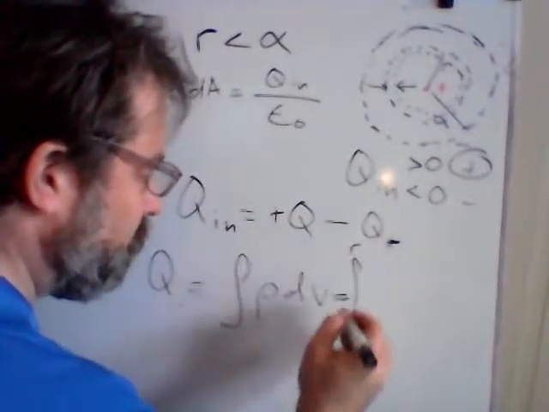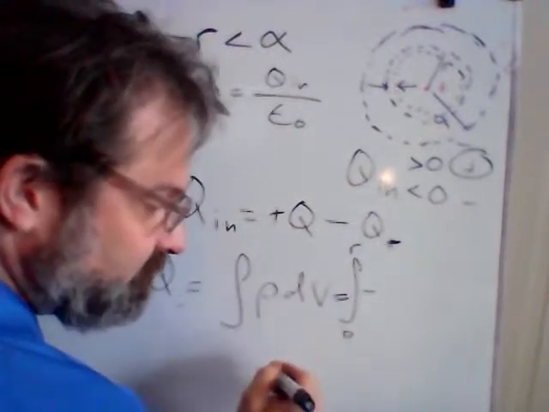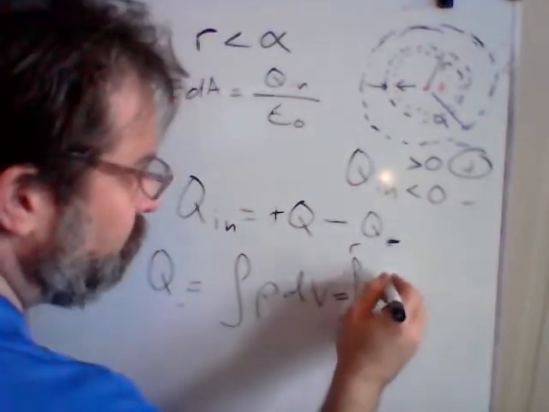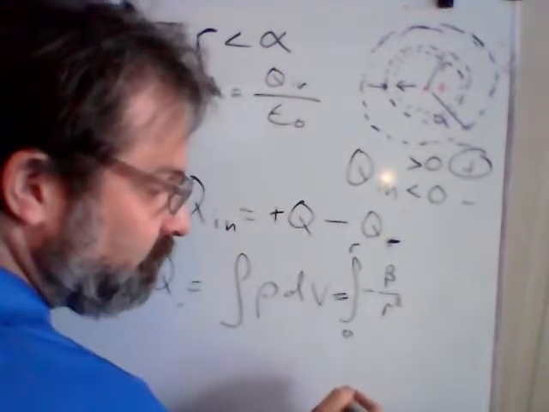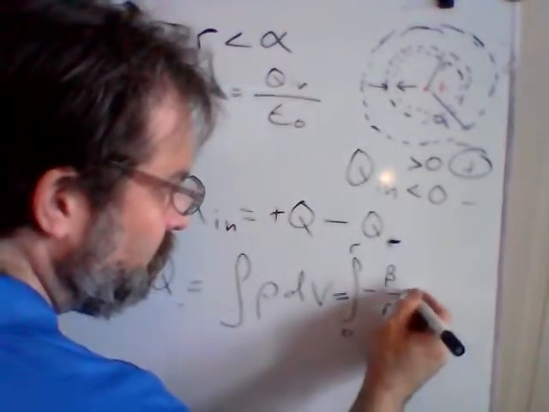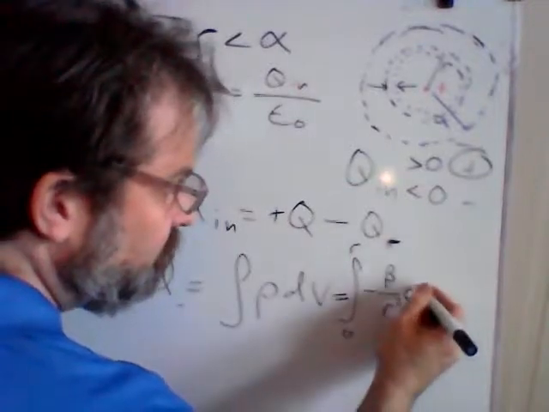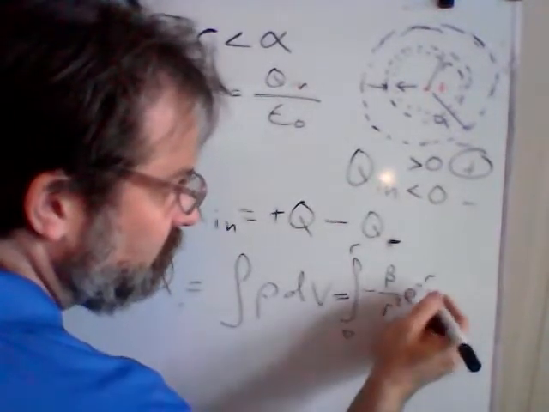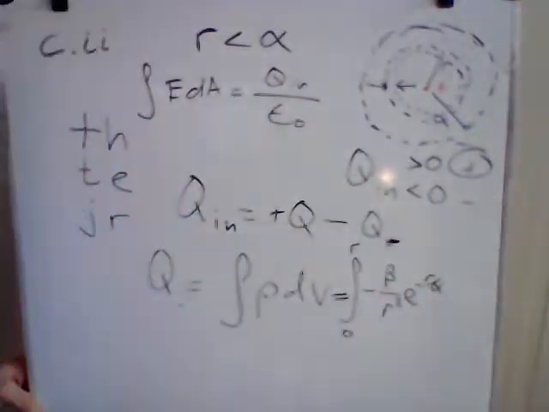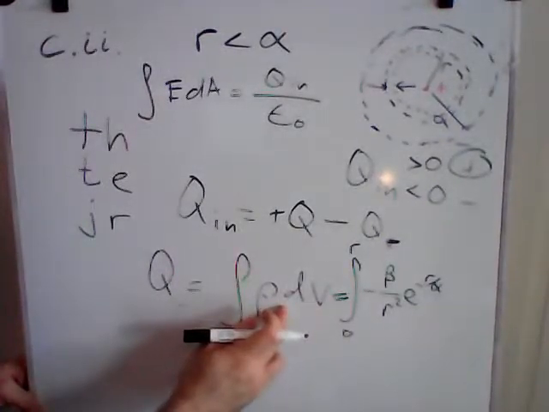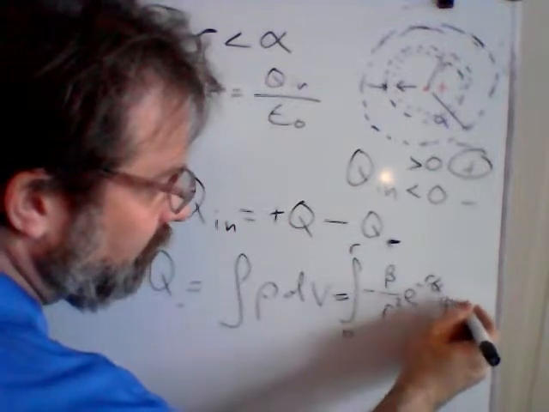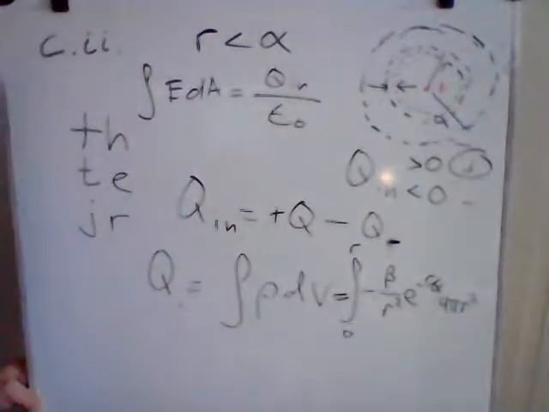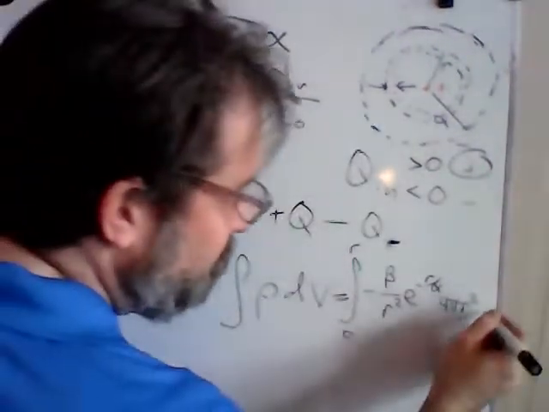Integral 0 to r of minus beta over r squared e to the minus r over alpha. Now comes the dv. And dv we just said is 4 pi r squared dr.